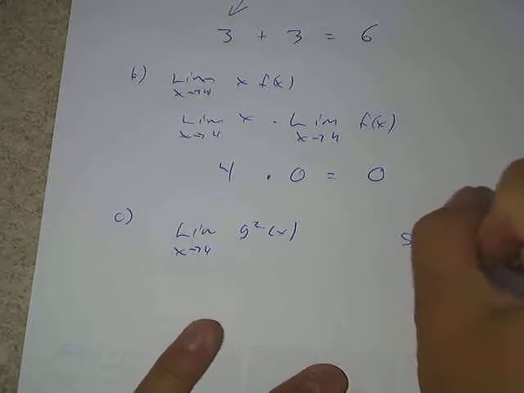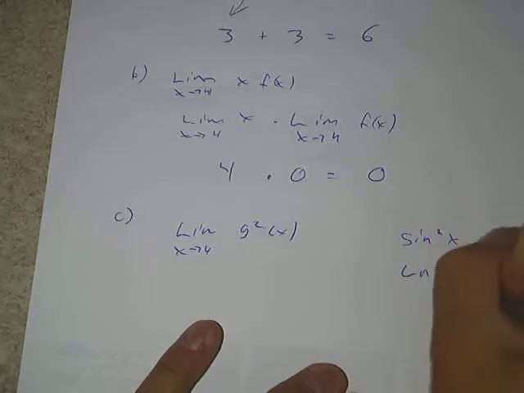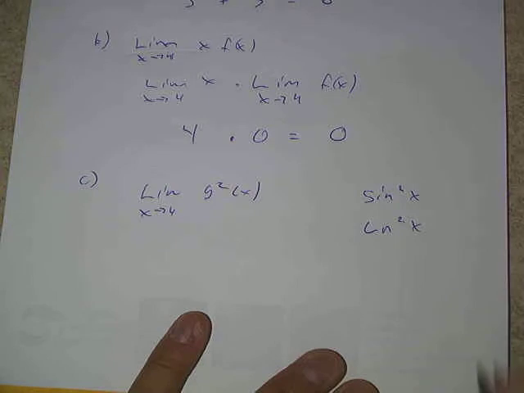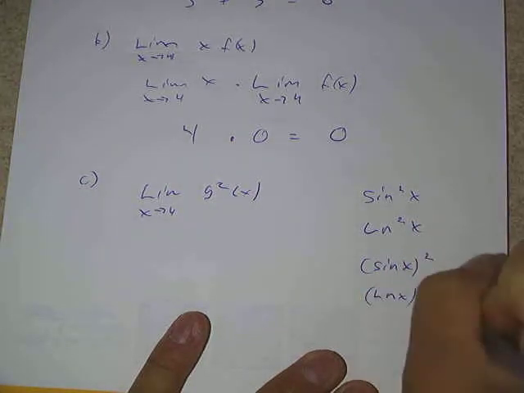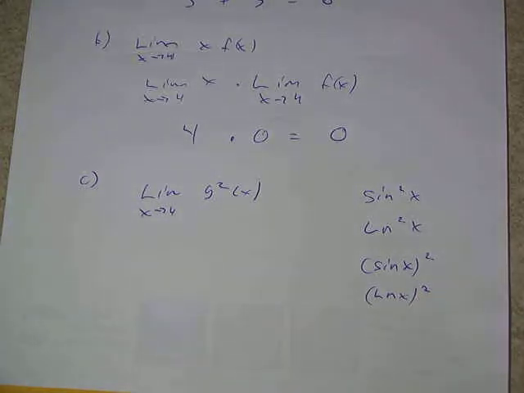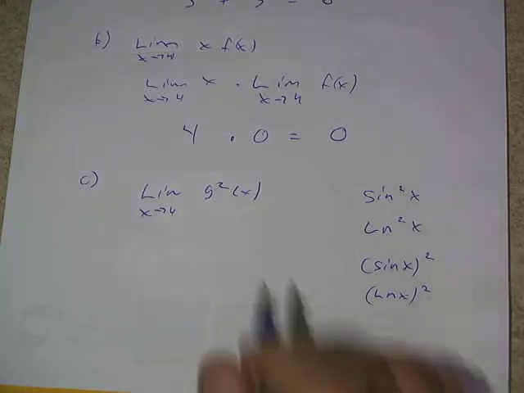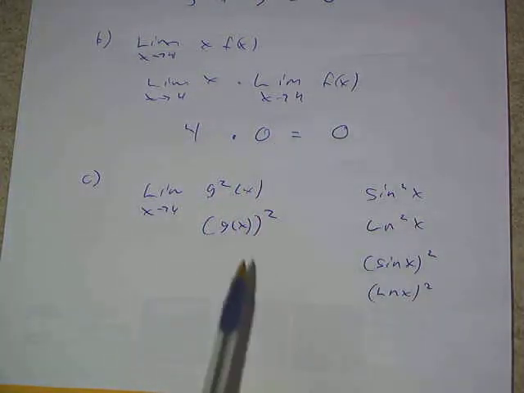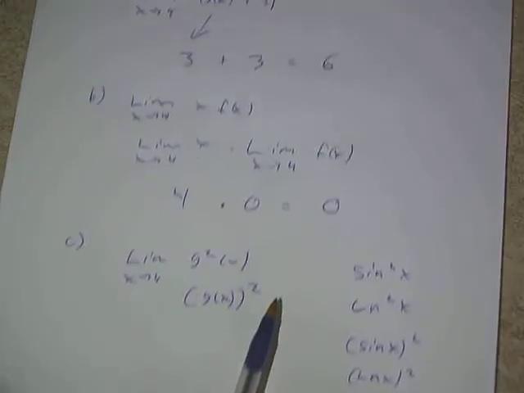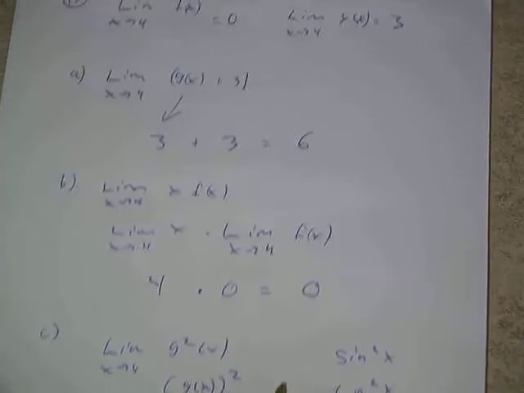Part C, similarly, we have the limit as x approaches 4 of g squared of x. Remember the key piece of information: g squared of x, or sine squared of x, or ln squared of x. That notation means sine x all squared, ln x all squared. We've got to be careful on order of operations here. If you see that notation, that means find the sine and then take the answer and square it. Same thing with natural log, and any trig function is going to have that same notation.